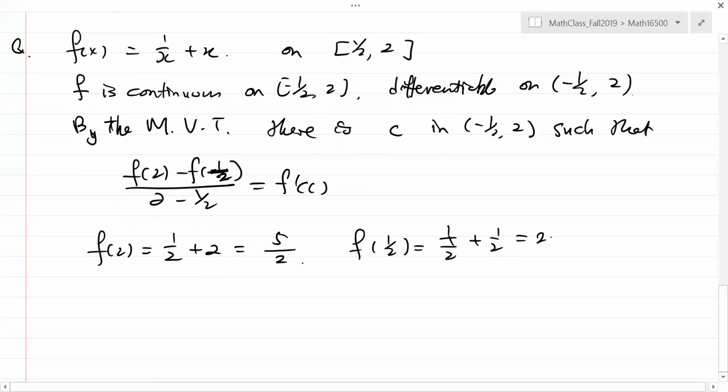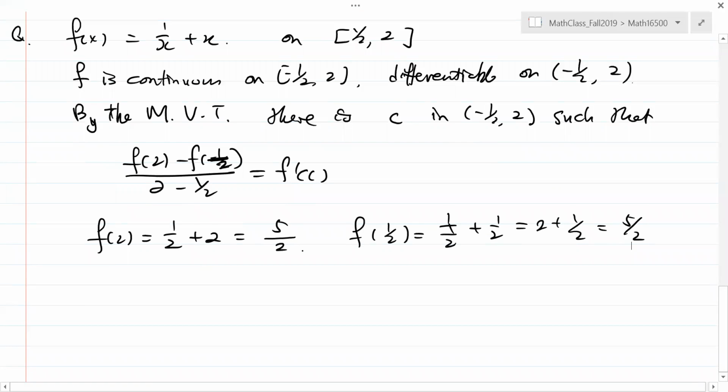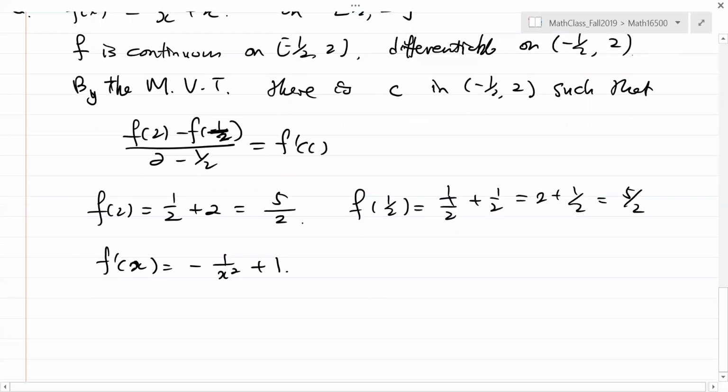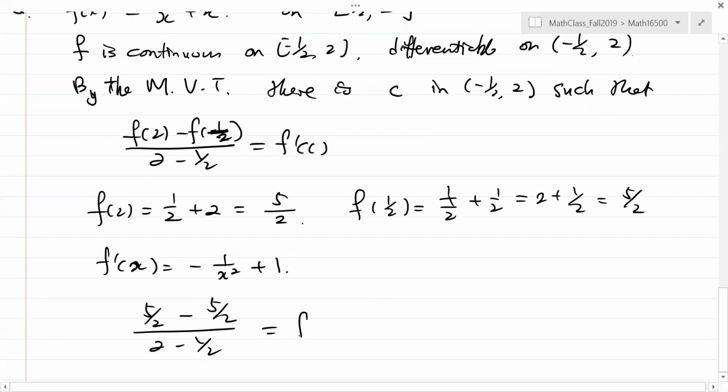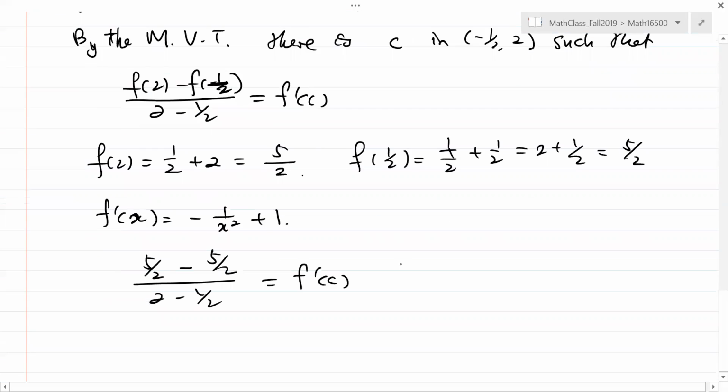So it's 2 plus 1/2, it's going to be 5 over 2. So clearly the difference is going to be 0. Then the derivative of the function is going to be negative 1 over x squared plus 1. According to the above identity, you have 5 over 2 minus 5 over 2, and here 2 plus 1 over 2 should be equal to f prime of c. So that's going to be negative 1 over c squared plus 1, right? You have to find such c.